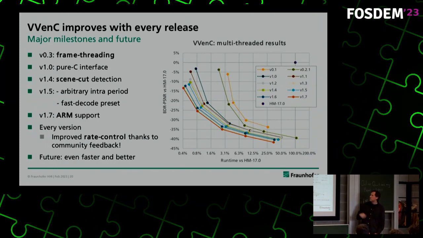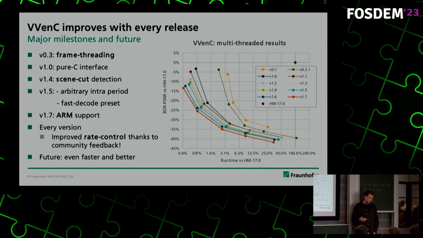All right, also some version history for the VVenC project. Our first major milestone was 0.3, where we added frame threading, and you can see on this multi-threaded efficiency versus speed graph that it was a huge leap for us. In 1.0, we added a pure C interface, allowing integrations into pure C frameworks. 1.4, scene cut detection. In 1.5, we added arbitrary intra-period, so it doesn't have to be aligned to anything. We added a fast decode preset, and in the newest version, the thing that I really like is that we added ARM support.